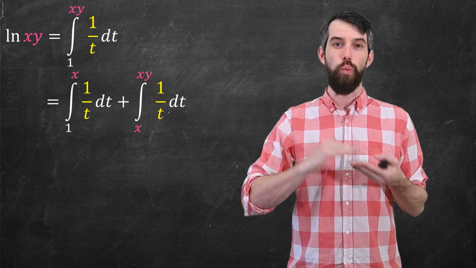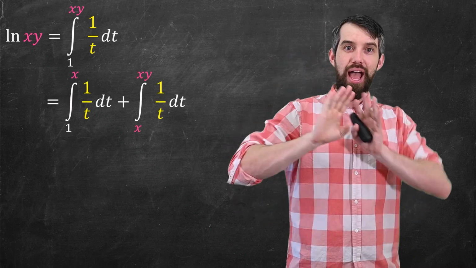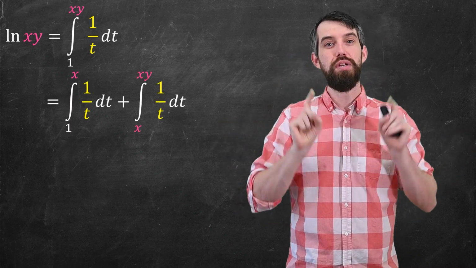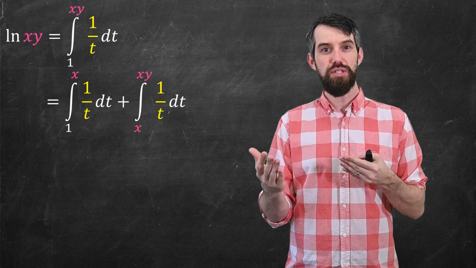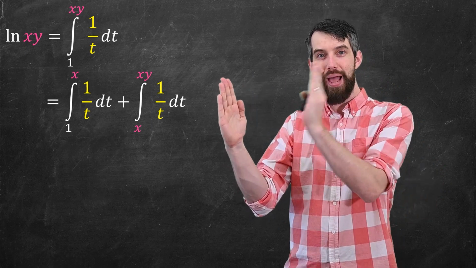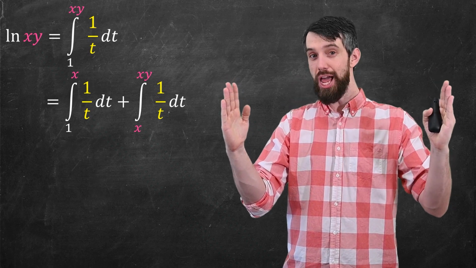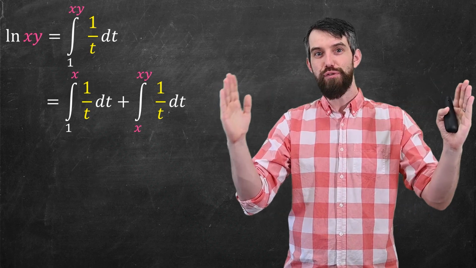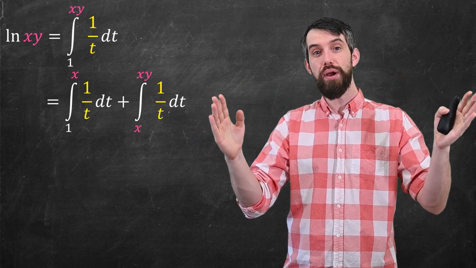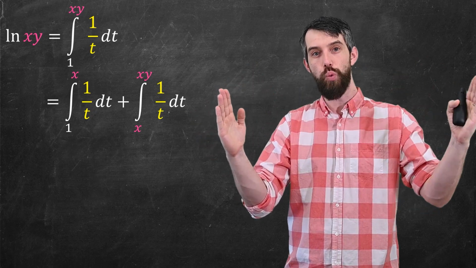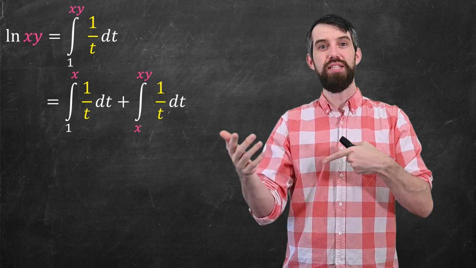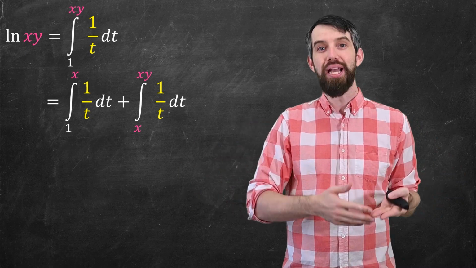I'm going to take that integral from 1 up to x times y, and I'm going to break it up into actually two different integrals. The first integral is going to go from 1 all the way up to x, and the second goes from that value of x all the way to x times y. So the entire interval 1 to x times y is broken up into the 1 to x and the x to x times y. And indeed, one of the properties of integrals is that you can break up the domain.